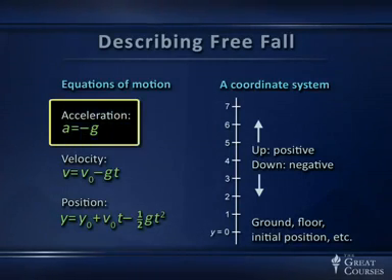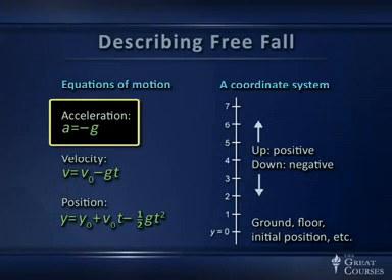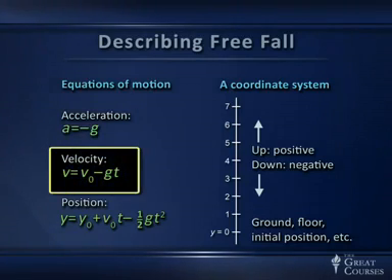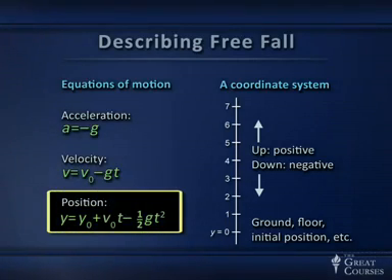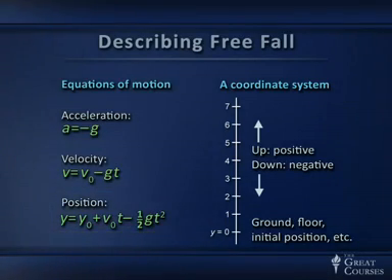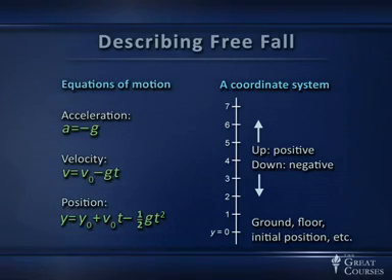Constant acceleration, value minus g in our coordinate system, velocity that, if you will, decreases linearly with time because the acceleration is negative, and a position described by this more complicated equation, again, quadratic in time. So that's how we're going to describe free fall. Those are the equations of motion describing free fall.